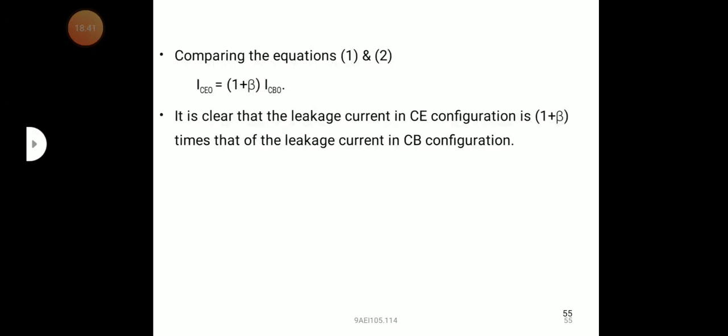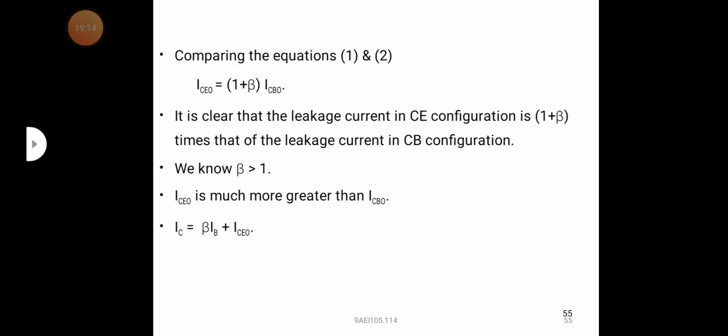It is clear that the leakage current in CE configuration is 1 plus beta times that of the leakage current in the common base configuration. We know that beta is greater than 1, so ICEO is much greater than ICBO. So we can write IC equals beta IB plus ICEO.